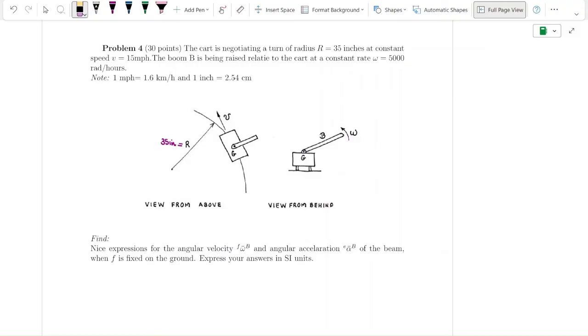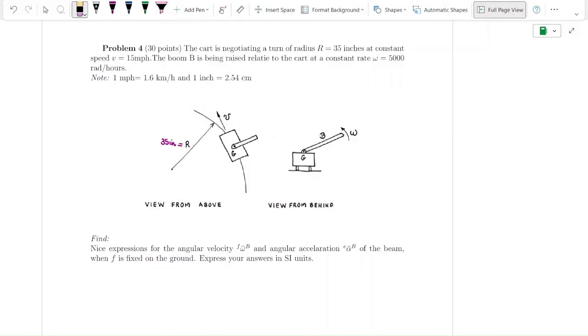Wait, what? Okay, I think this is a typo. I think this is supposed to be an f. Anyways, find nice expressions for the angular velocity and the angular acceleration of the beam where f is fixed in the ground.